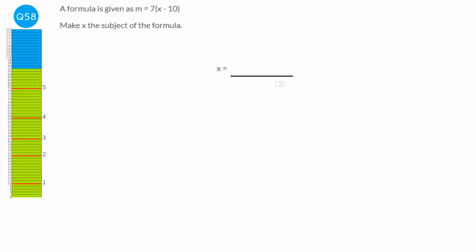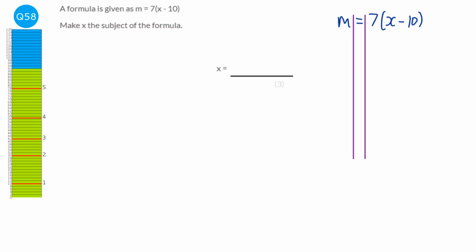So we're going to start just by writing this out. So m equals 7 brackets x minus 10, and we're going to put our solving lines in. I'm going to start by expanding the brackets, and we don't need to. We could divide both sides by 7, but I think this is a bit easier. And we're going to add 70 to both sides.